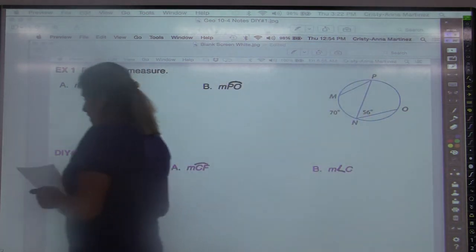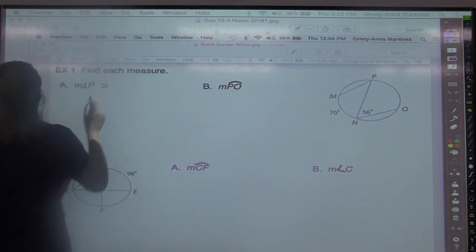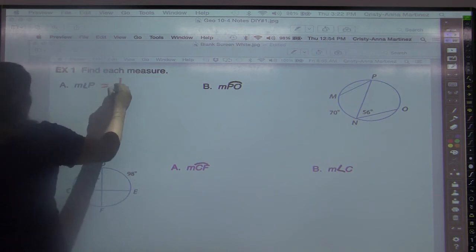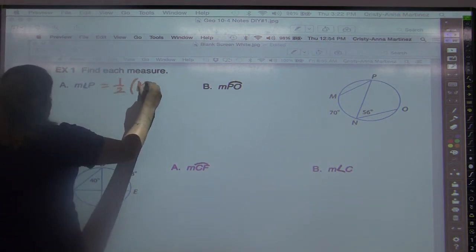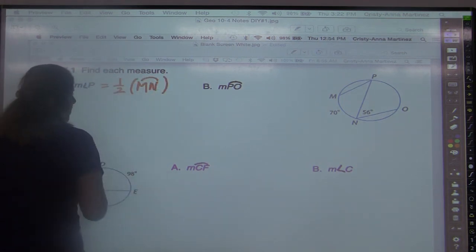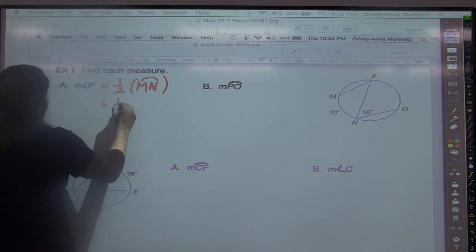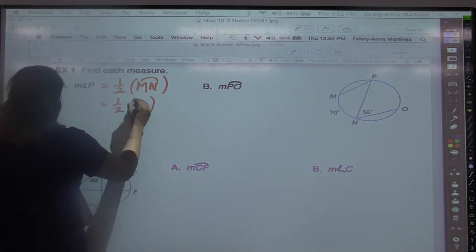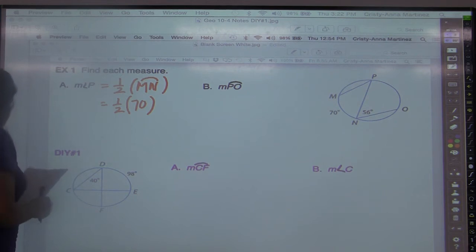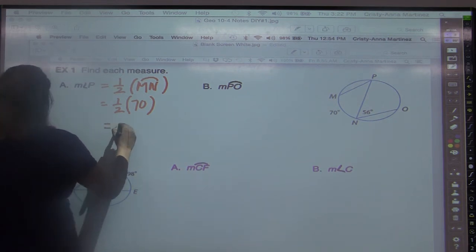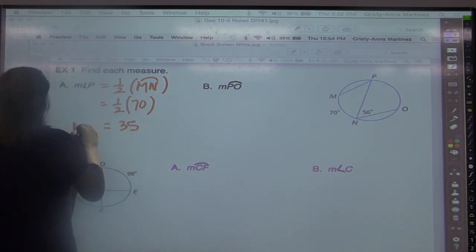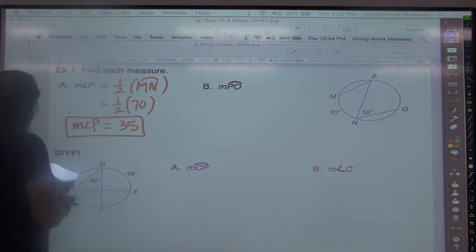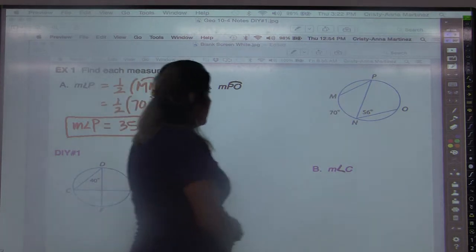So we are going to have that the measurement of angle P is equivalent to 1/2 the measurement of the intercepted arc, which is MN, and so then we replace the MN with 70 because that's what the diagram says it measures, and 1/2 of 70 is 35. So lo and behold, the measurement of angle P is 35 degrees. In part B, we're going to go backwards.